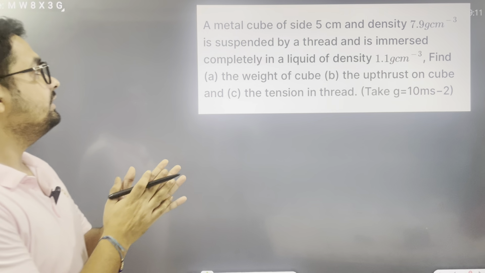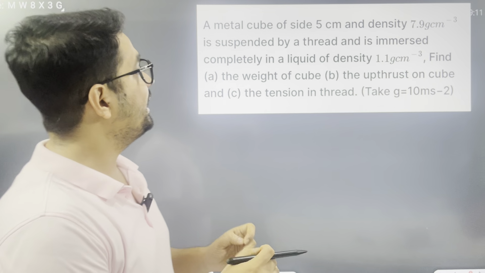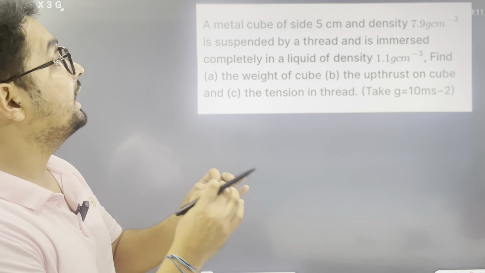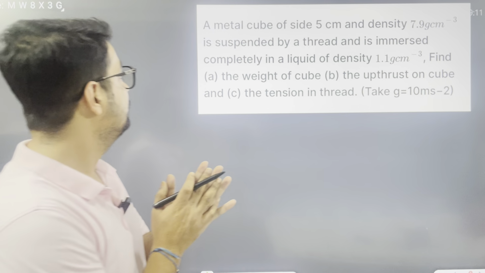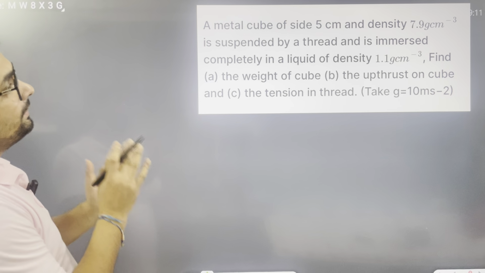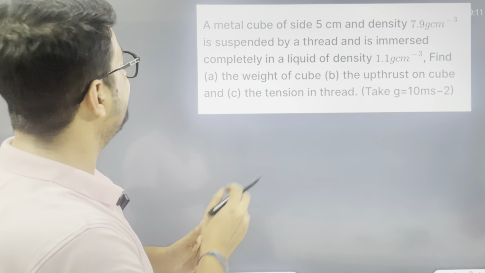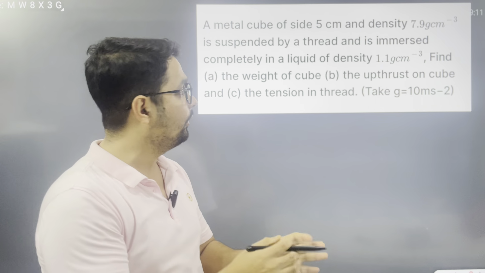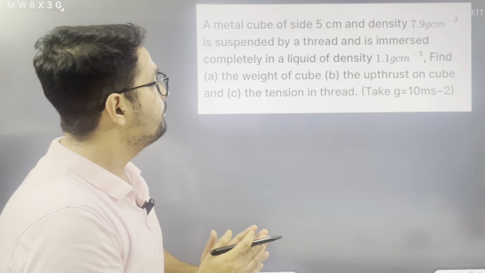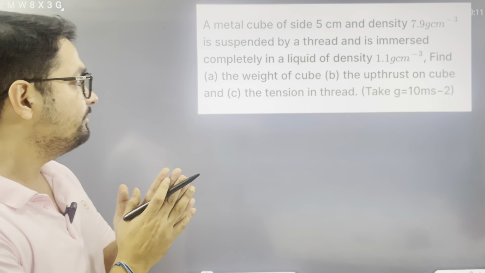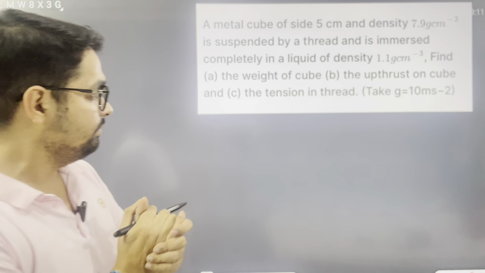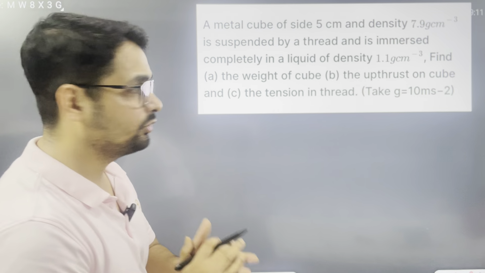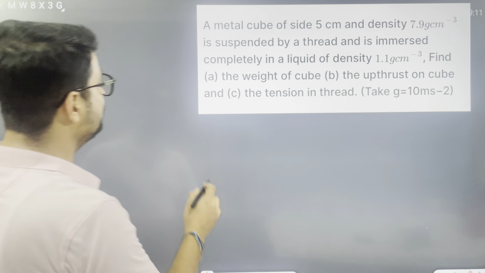So the next question is: a metal cube of side 5 centimeter and density 7.9 gram per cubic centimeter is suspended by a thread and is immersed completely in a liquid of density 1.1 gram per cc. Find the weight of the cube, the upthrust on the cube and the tension in the thread. So first we will draw the figure according to the question.